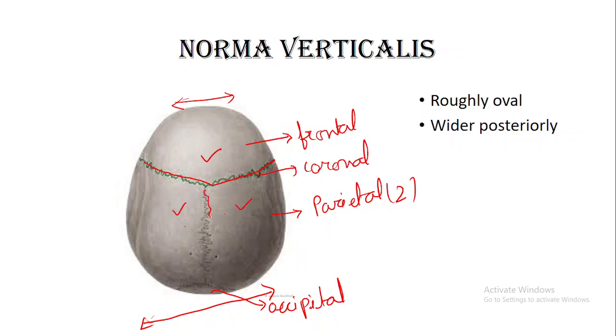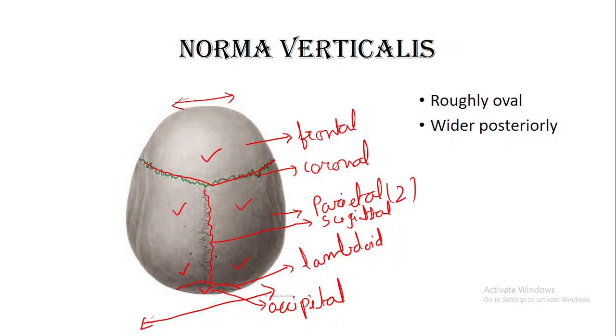After that, in the midline, we can see this suture. This is called the sagittal suture. Sagittal suture separates the two parietal bones. And most posteriorly, there is this suture. This is called the lambdoid suture. It is present between the two parietal bones and the occipital bone.